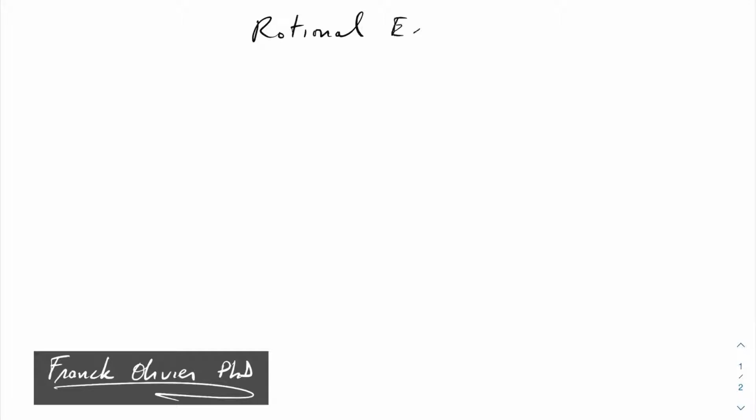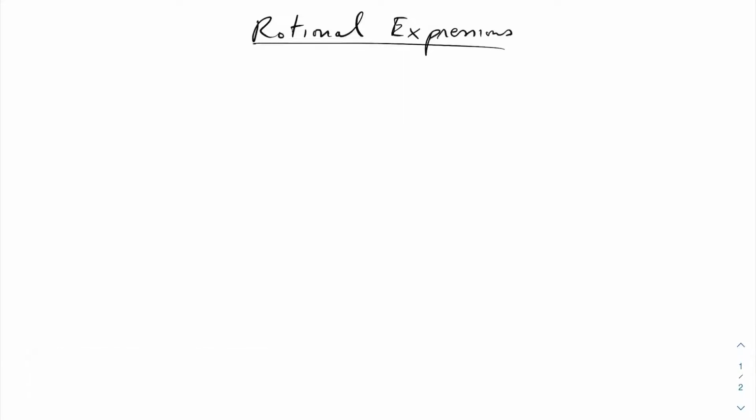Last time we were here, we talked about rational expressions and how to find their domain and how to simplify them. This time we're going to be focusing on how to multiply and divide them.